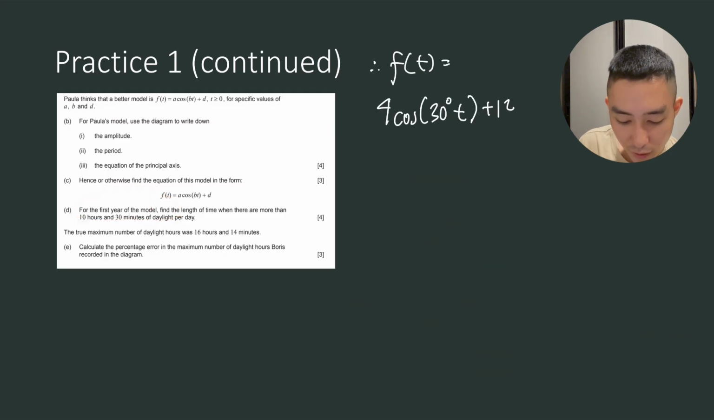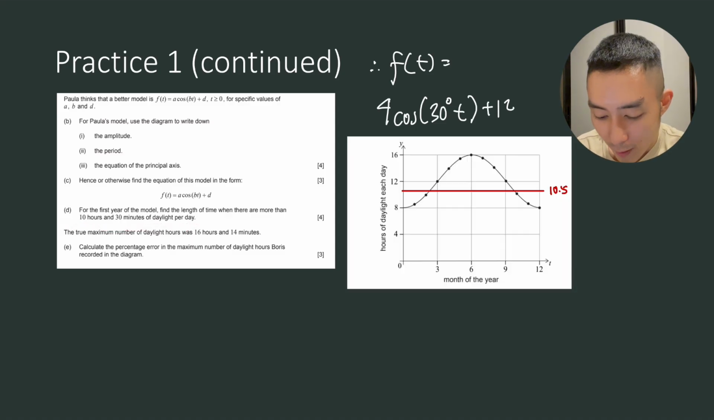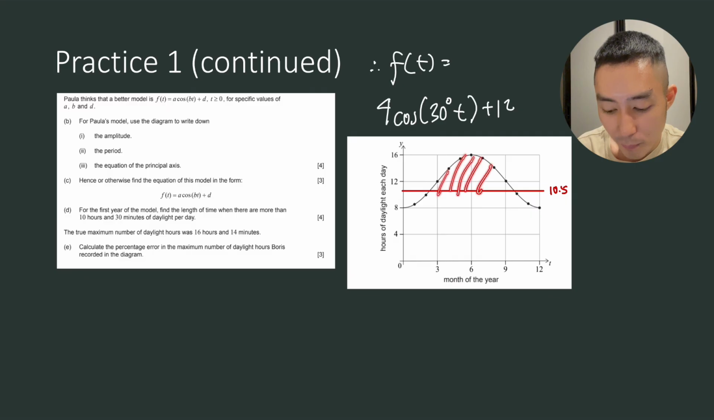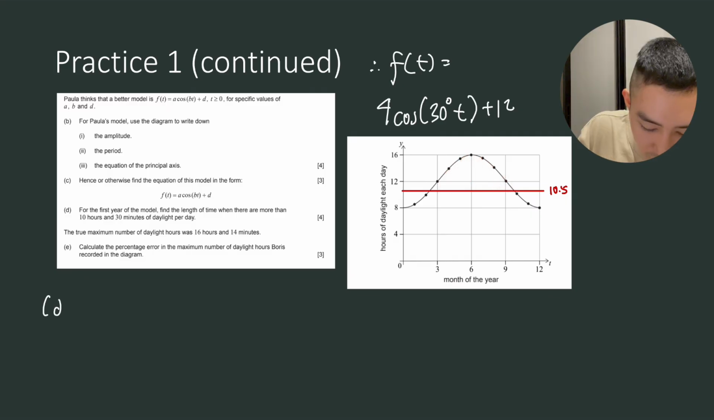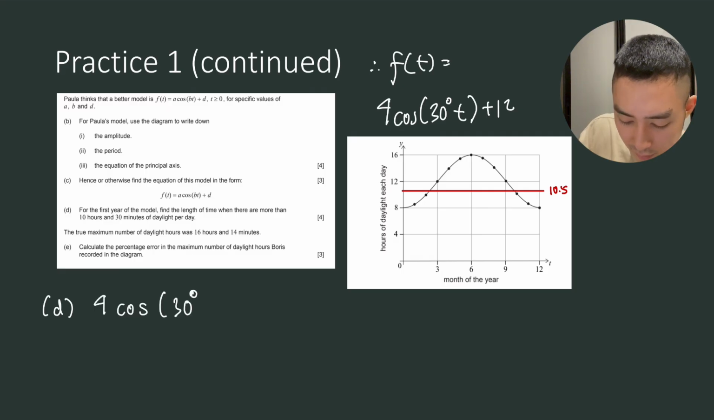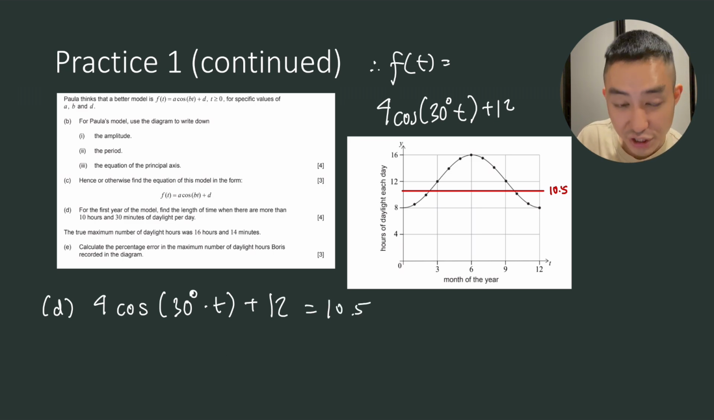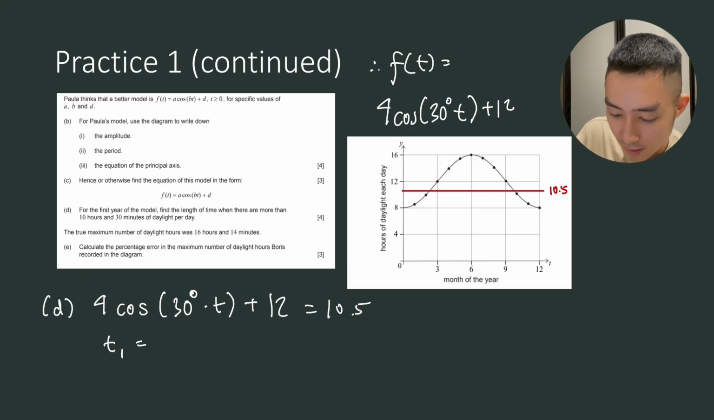For the first use of the model, find the length of time when there are more than 10 hours and 30 minutes of daylight per day. Visually, you might want to draw a horizontal line at 10.5 and find the intersections so you know when it has more than 10.5 hours of daylight per day. So for D, you can equate first that 4 cos 30 degrees multiplied by time plus 12 will equal 10.5. So solving with GDC, you try to guess a value nearby 3.